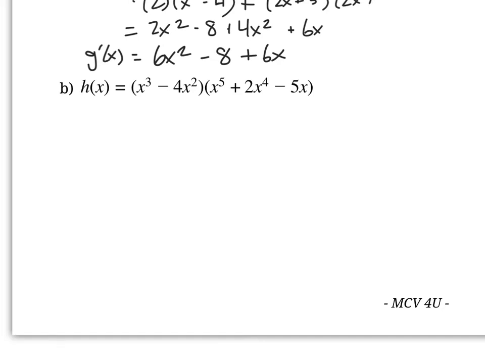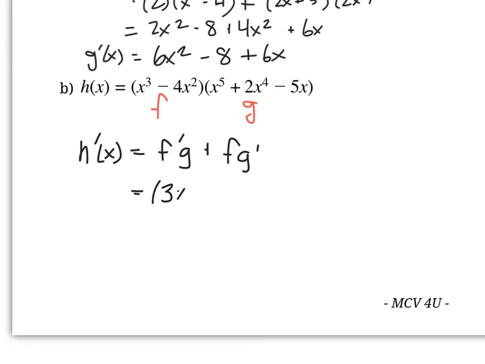So I'm going to, again, just to make it easier for us, call this f and I'm going to call this g. So h prime of x is going to be f prime g plus f g prime. Okay? So f prime, we look at that function f, it's going to be 3x squared minus, that 2 comes down to give us 8x, and then times g, which is x to the 5 plus 2x to the 4 minus 5x. And we're going to add to that f g prime.